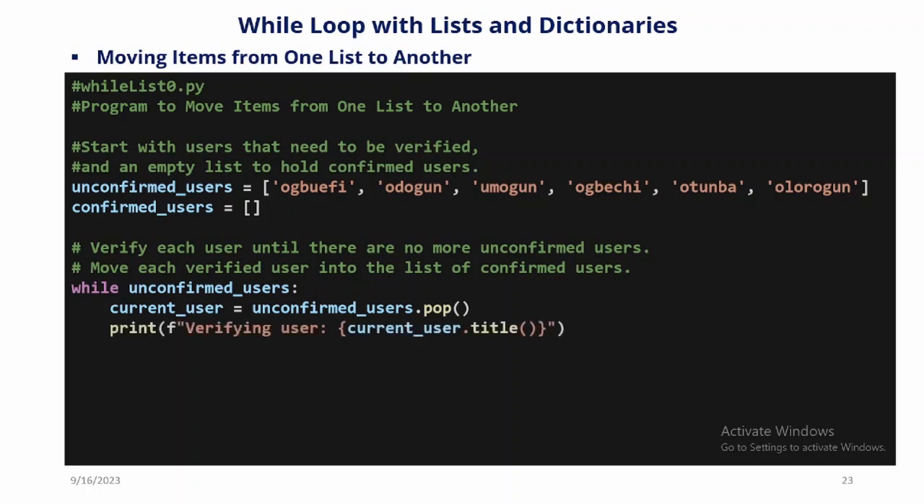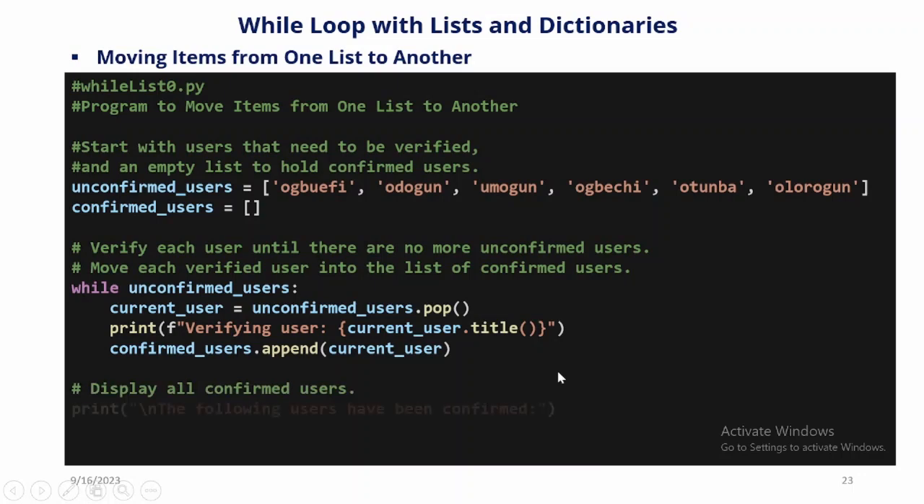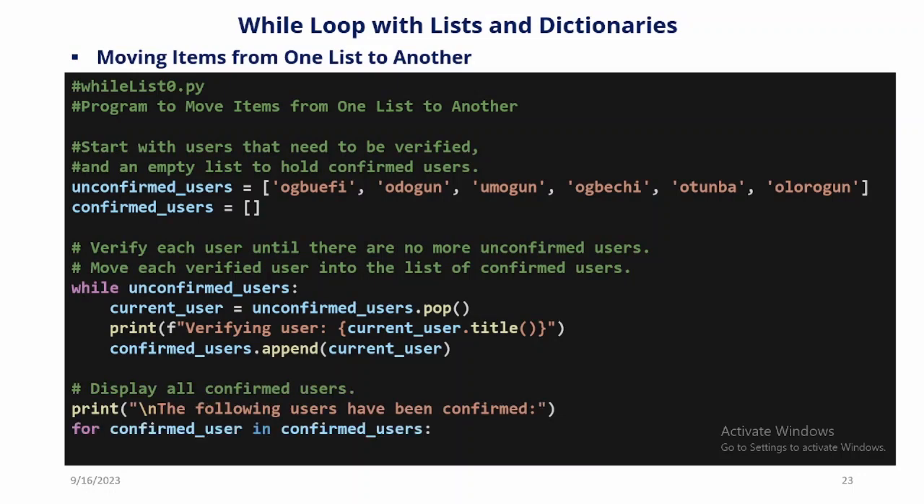Remember pop, we are taking an item from unconfirmed users, deleting an item from unconfirmed users, and placing the item in a variable called confirmed user. So we can just print a message to show verifying current user.title. Then we can now append current user to confirmed users list. Finally, we will display all confirmed users by using a loop. For confirmed user in confirmed users, print confirmed user.title.